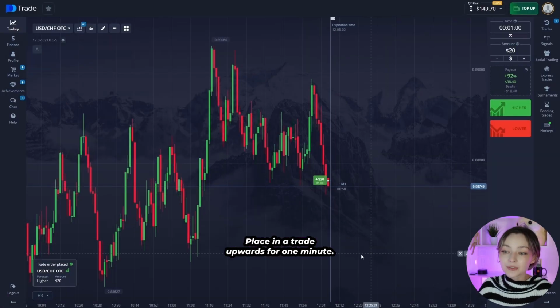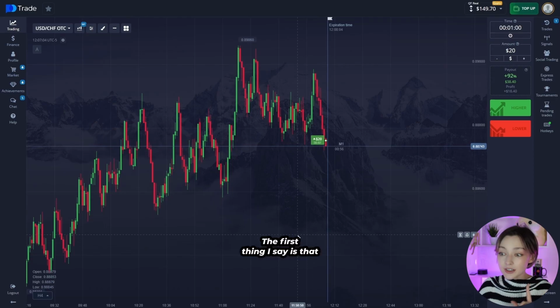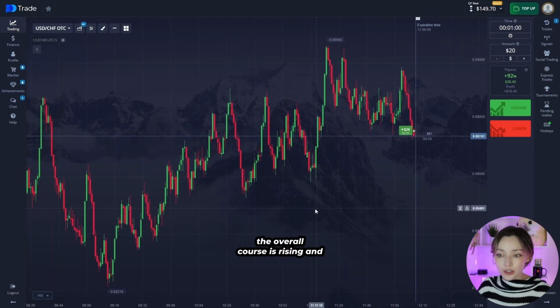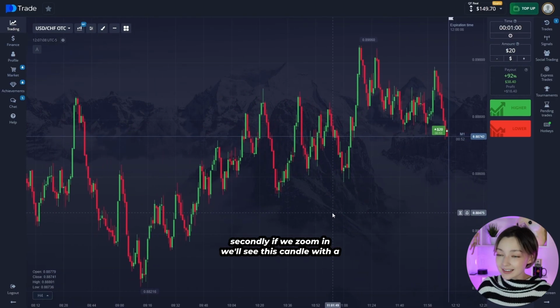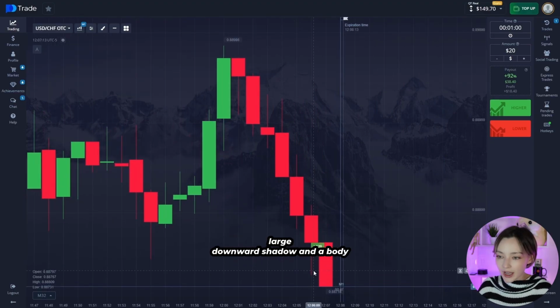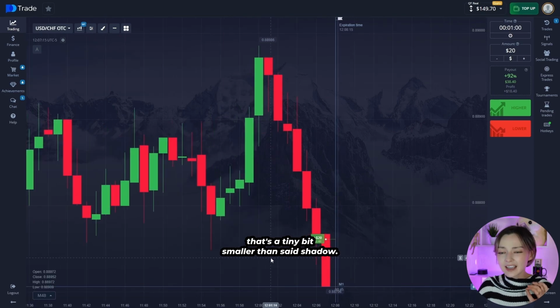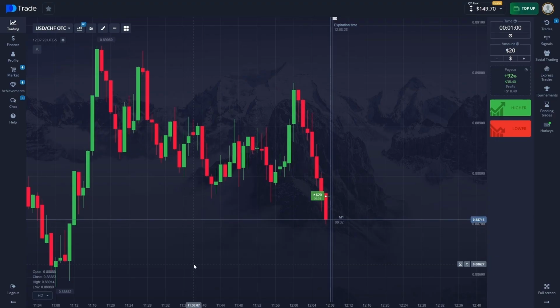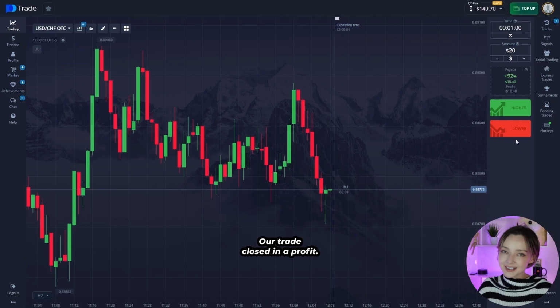Placing a trade upwards for 1 minute. The first thing I say is that the overall course is rising. And secondly, if we zoom in, we'll see this candle with a large downward shadow and a body that's a tiny bit smaller than said shadow. Our trade closed in a profit.